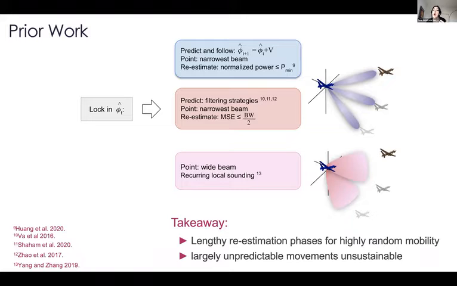There is an alternative work where you widen the beam. Instead of working with the narrowest beam, you widen the beam somewhat to accommodate mobility in that range. And then when you lose track of the transmitter, you do a recurring local sounding to find it. So the takeaway is that you can do a lengthy re-estimation phase to account for highly random mobility, and unpredictable movements are really the pain point for all of these methods.